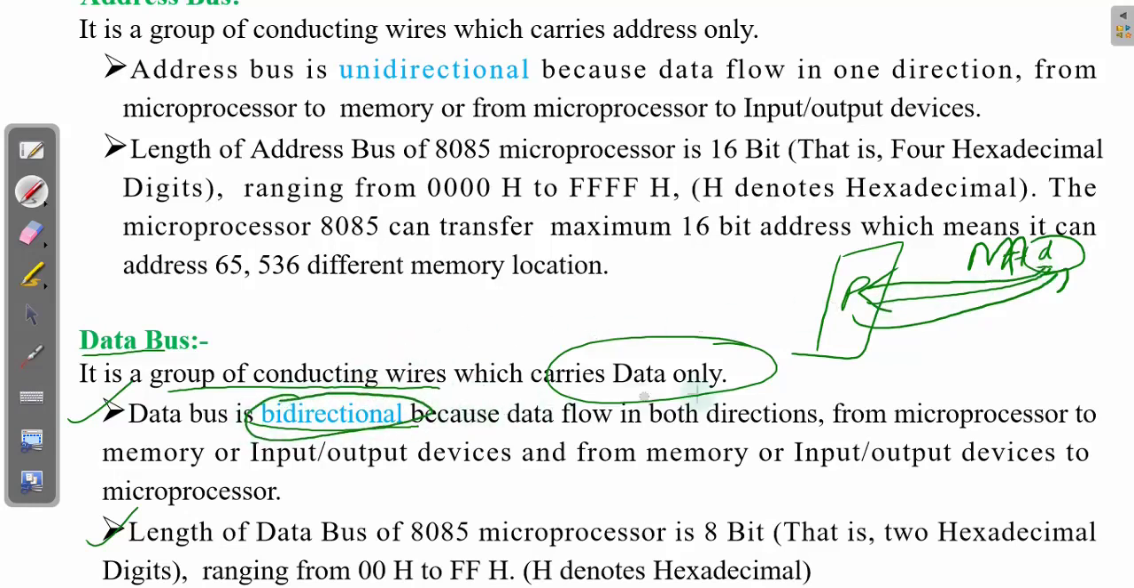Even you can see I have written here, from microprocessor to memory or IO device, and from memory or IO devices to microprocessor. Both way. Is this clear to everyone?